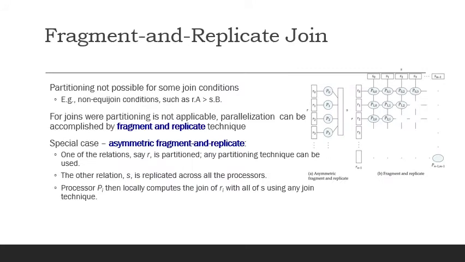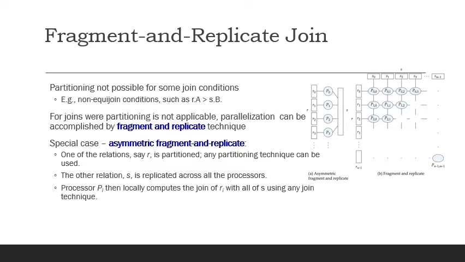Fragment and replicate join. Partitioning is not applicable to all types of joins. For instance, if the join condition is an inequality, such as R join S where R.A is less than S.B, it is possible that all tuples in R join with some tuples in S and vice versa. Thus, there may be no easy way of partitioning R and S so that tuples in partition Ri join with only tuples in partition Si. We can parallelize such joins by using a technique called fragment and replicate.